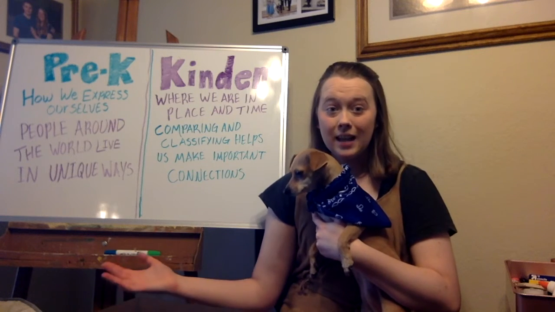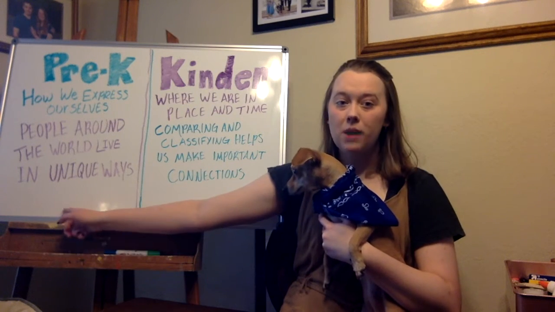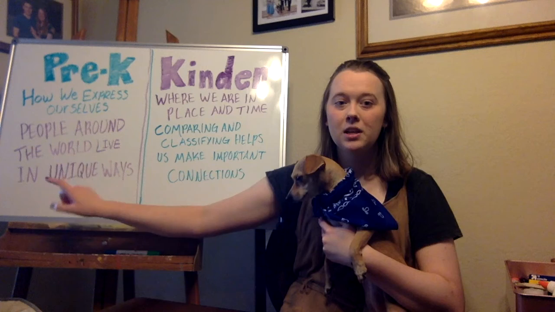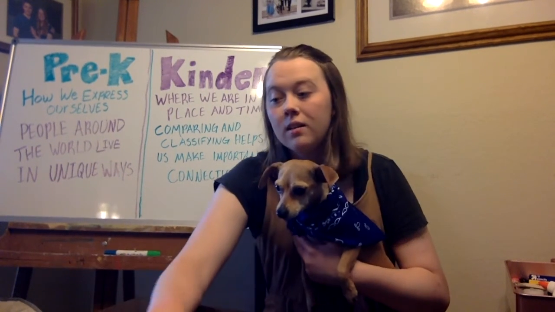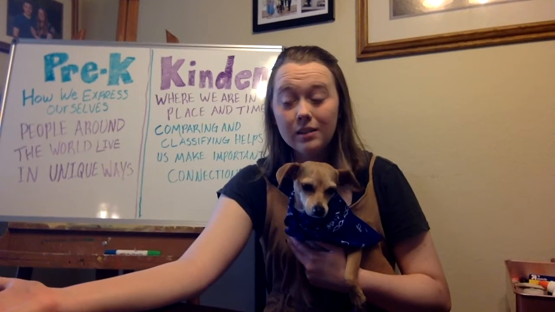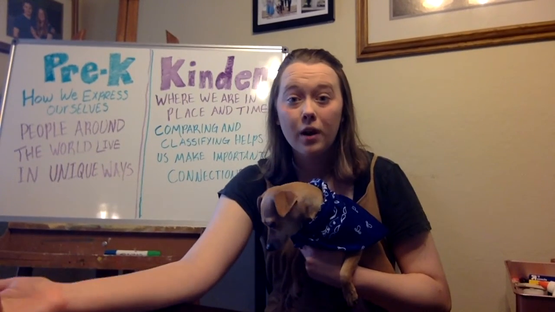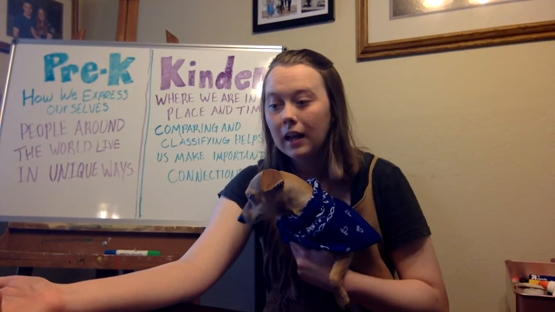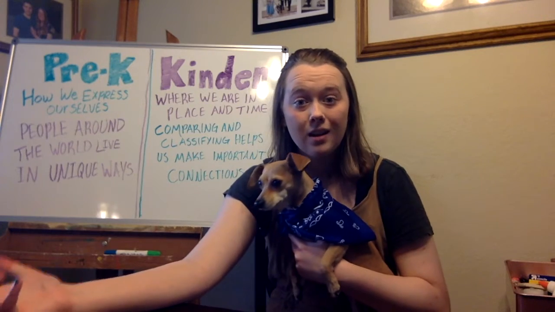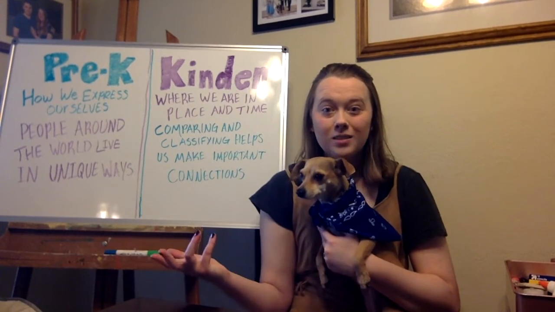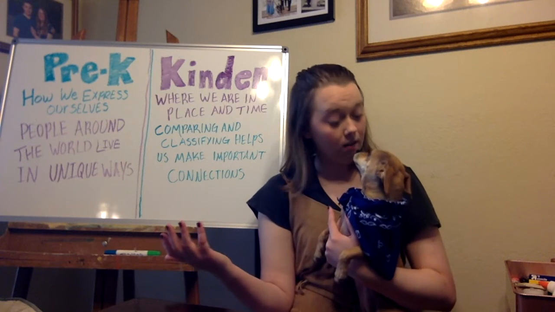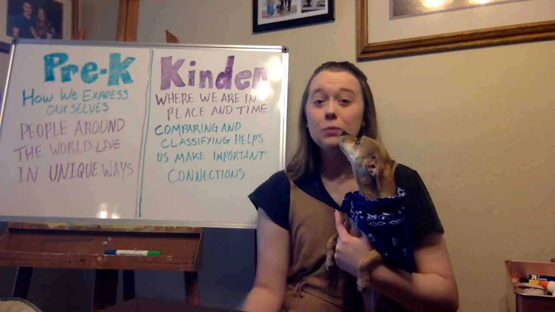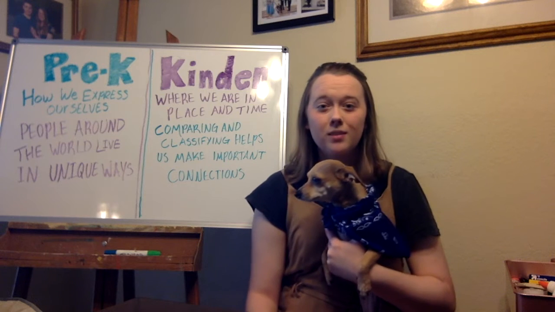During our lesson today, pre-K, you guys were thinking about how we express ourselves. People around the world live in unique ways. We looked at a pot from Greece and a pot from a country in West Africa named Burkina Faso. Think about those two pots. They look so different, and they were from two different places. Yes, they were. And they were from two different places, so the people needed different things from their pots.